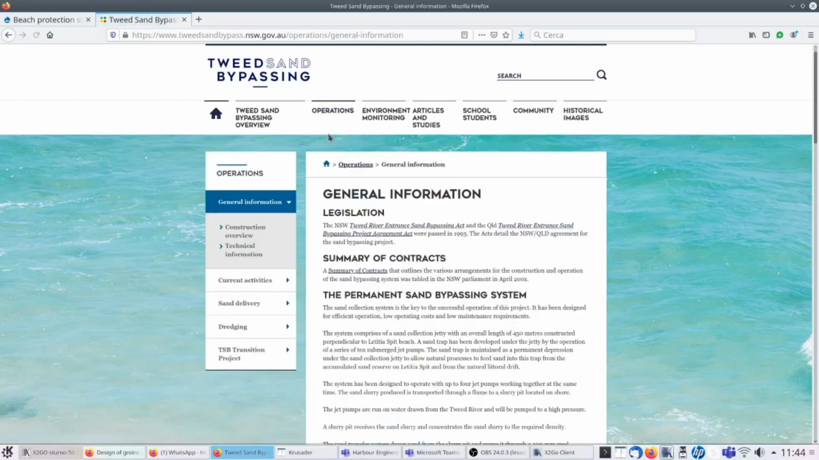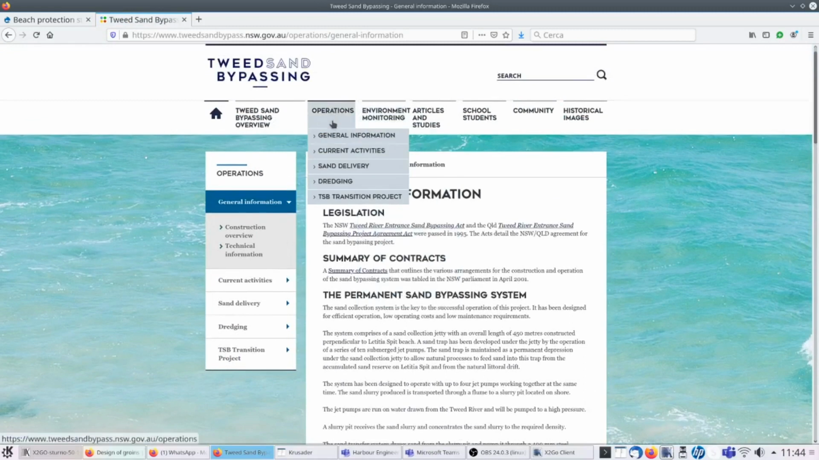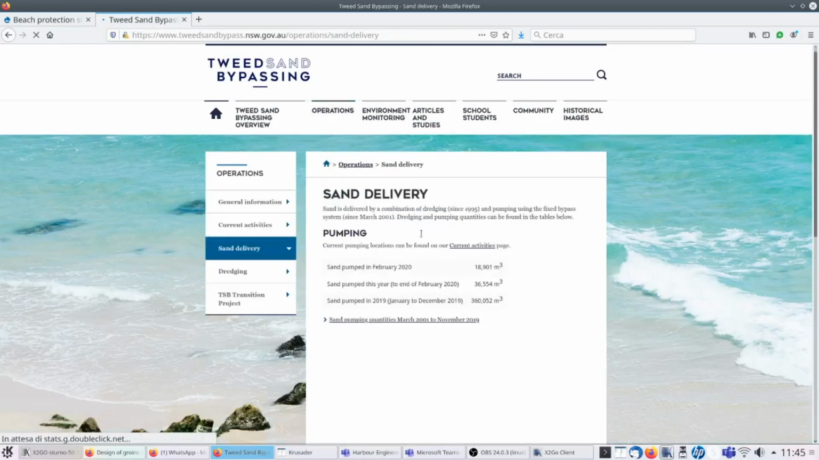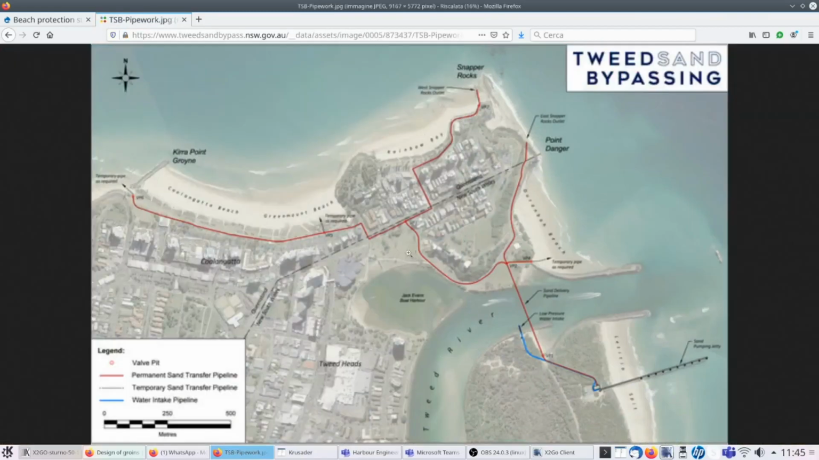I need a map, and it's not here. Just 1 second. It's sand delivery, I would say. So if I click on operations, sand delivery, there should be the map. No, yeah, here is the map. So let me expand the map.